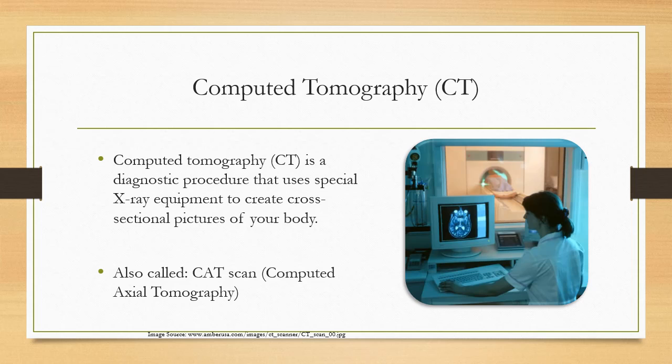Computed tomography, or CT scan, is a diagnostic procedure that uses special X-ray equipment to create cross-sectional pictures of your body, also called CAT scan, or computed axial tomography. This diagnostic procedure is used in a multitude of medical disciplines, including orthopedics, general surgery, trauma, cardiac surgery, and etc.